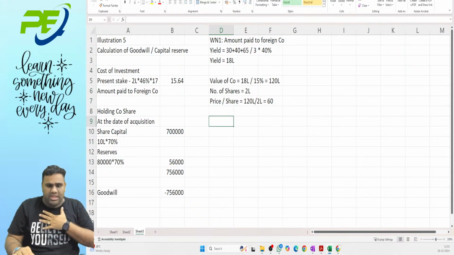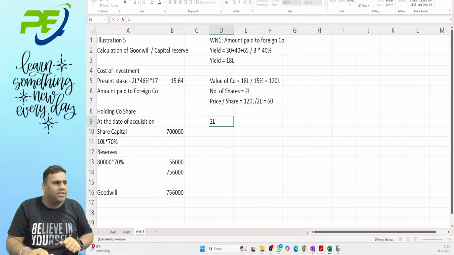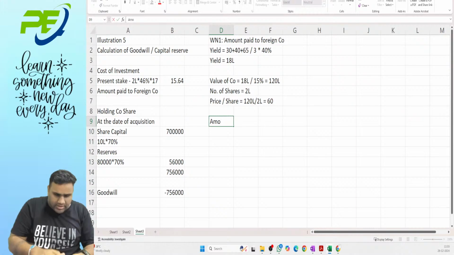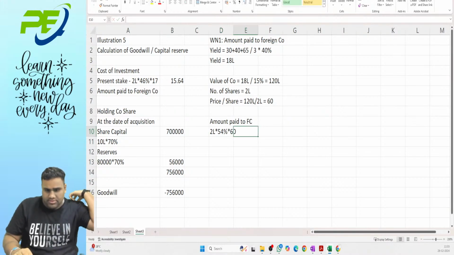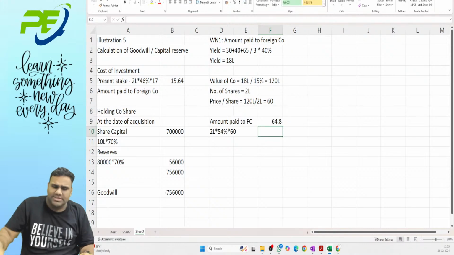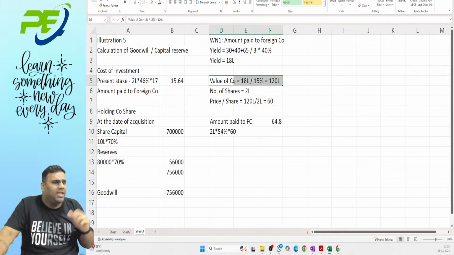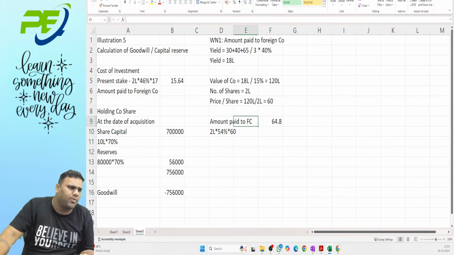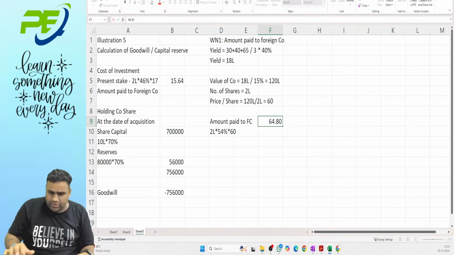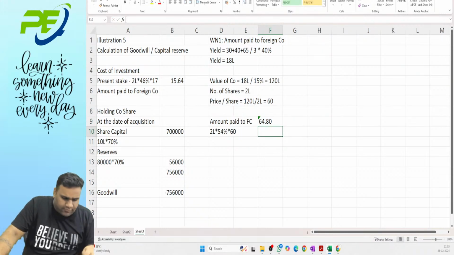Now when these guys are acquiring 54%, out of 2 lakh shares, amount paid to foreign company is 54% into 60, which is 64.8. You can also take value of company, 120 lakh, into 54%, and you'll get the same answer, 64.80.